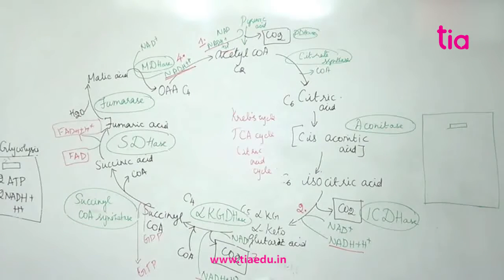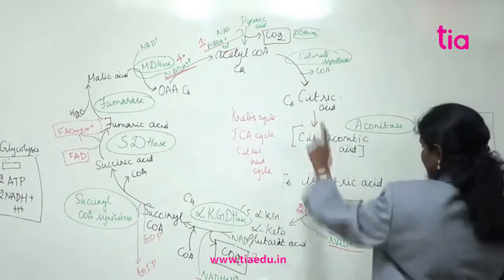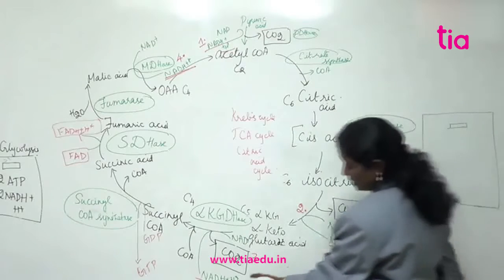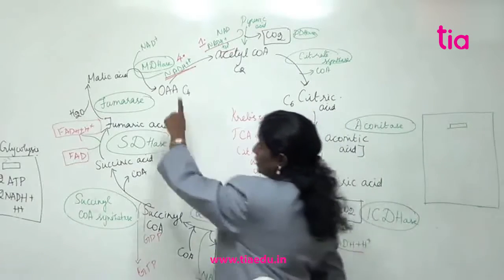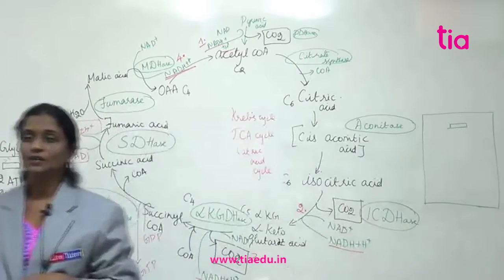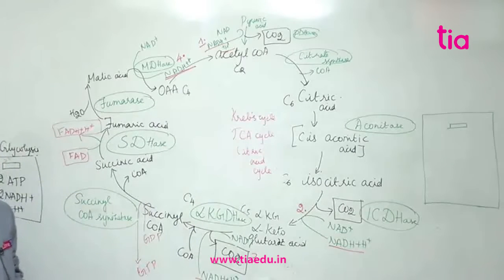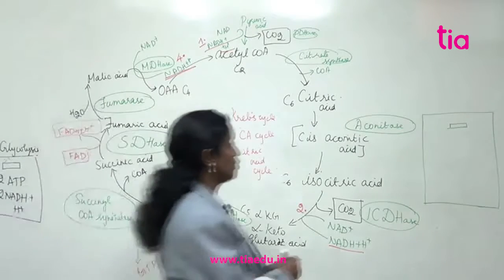Right from pyruvic acid, 1 NAD. Then here 1 NAD. Here we have NADH plus H plus. Here also 1 NADH plus H plus. Check if you are also getting the same. Are you getting the same NADH plus H plus? Yes. So we are getting 4 NAD.